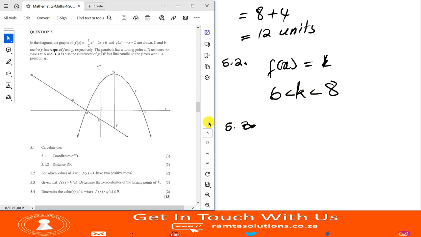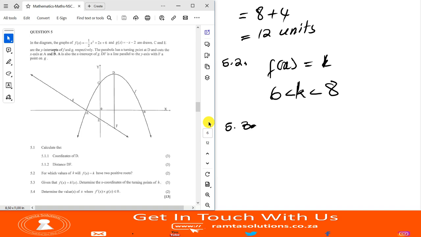5.3 says, given that f of x is equal to h prime x, determine the coordinates of the turning point of h. Okay, determine the coordinates of h. All right, now they're saying h of x. So which one is h? Given that f is equal to h prime x, determine the x coordinate of the turning points of h.